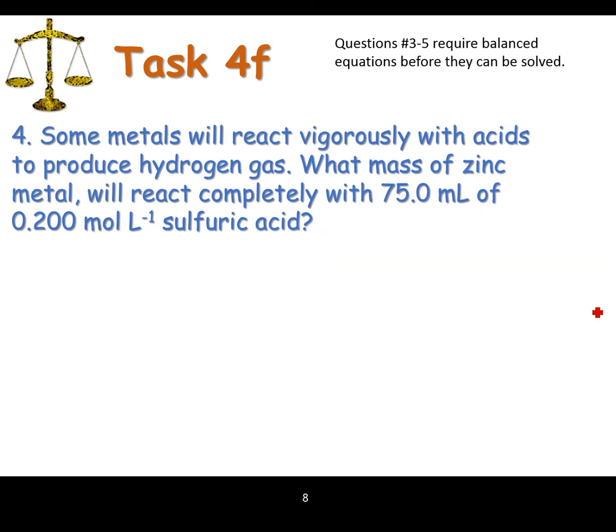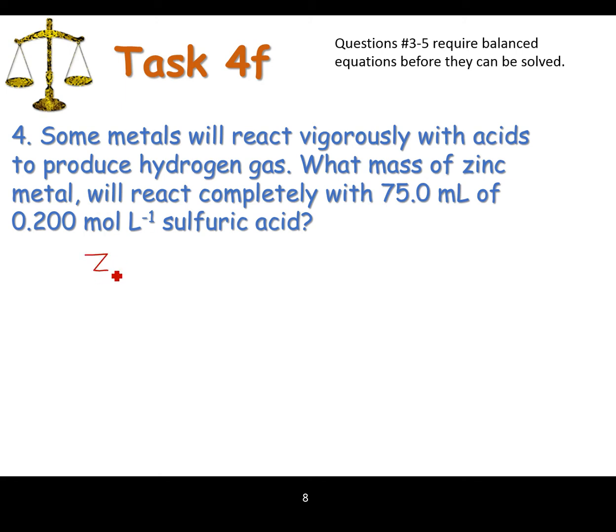Now, some metals will react vigorously with acids to produce hydrogen gas. What mass of zinc metal will react completely with 75 mL of a 0.2 molar sulfuric acid? So maybe I should also bring your attention to this part. Again, these 3 questions require that you first have a balanced equation. So you're going to have to use those skills of converting your names using nomenclature to make balanced compounds and then balance these equations. I'll go ahead and work through that real quick on this one, but let you finish it on your own.